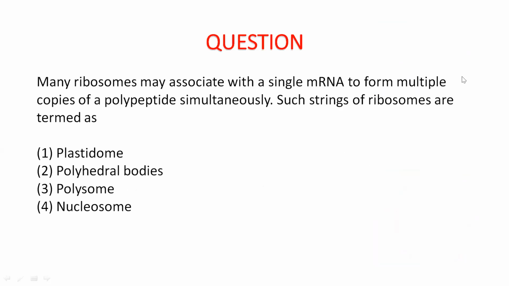Next question: many ribosomes may associate with a single mRNA to form multiple copies of a polypeptide. Such strings of ribosomes are called? Many ribosomes are attaching on a single mRNA. Why are they sitting there? To start protein synthesis. So what do we call it? Polysome or polyribosome. Many ribosomes associate with a single mRNA.